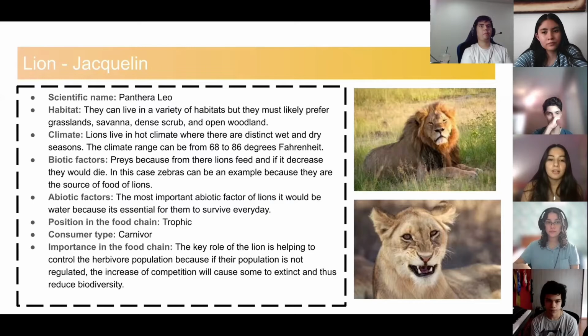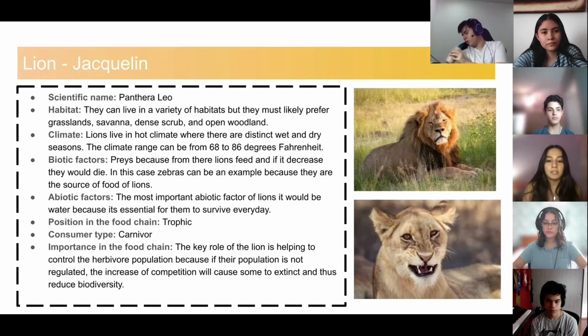Next, we have the lion, whose scientific name is Panthera leo. They can live in a variety of habitats, but they most likely prefer grassland, savanna, dense scrub, and open woodland. They live in hot climates where there are distinct wet and dry seasons. The climate range can be from 68 to 86 degrees Fahrenheit.